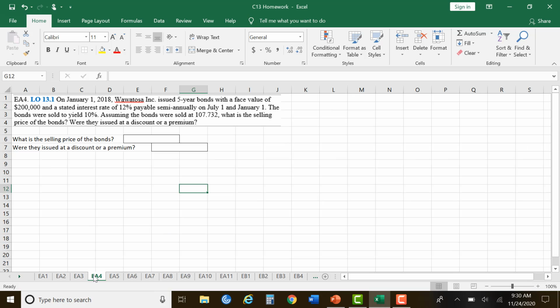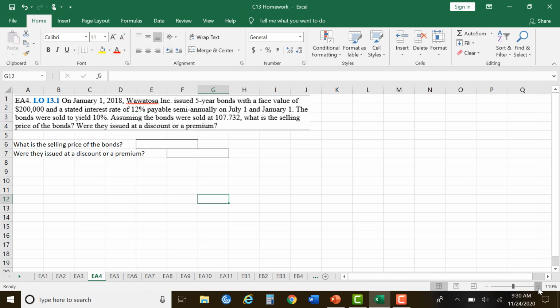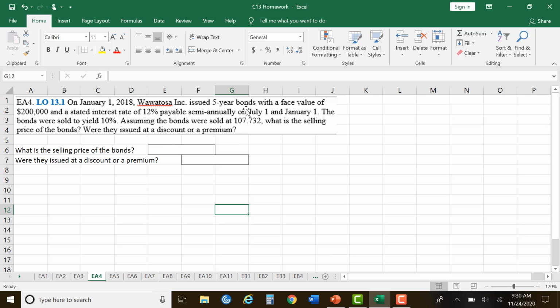All right, then we move on to 4. We have, on January 2018, Wauwatosa Inc. issued 5-year bonds with a face value of $200,000 and a stated interest rate of 12%, payable semi-annually on July 1st and January 1st. The bonds were sold to yield 10%. Assuming the bonds were sold at 107.732, what is the selling price of the bonds, and were they issued at a discount or a premium?